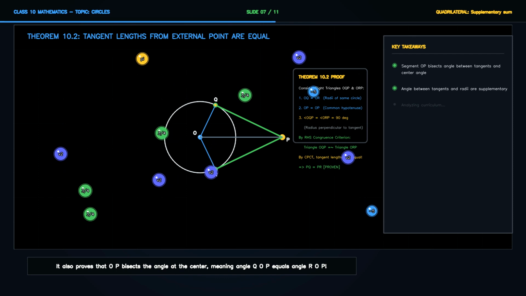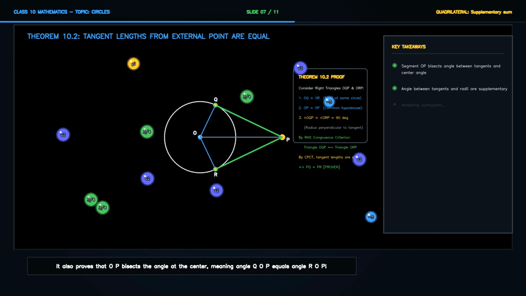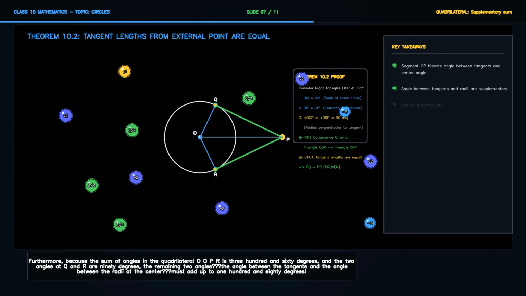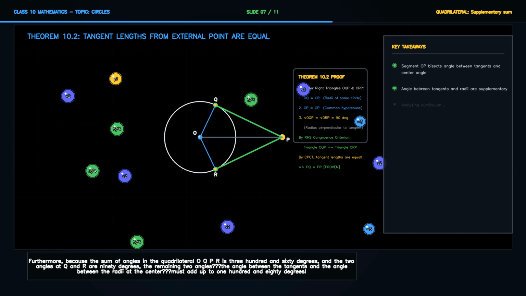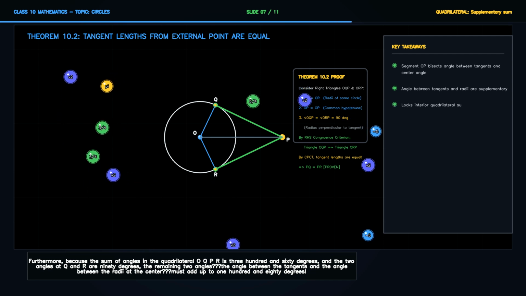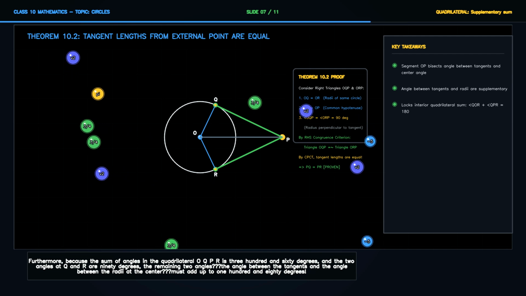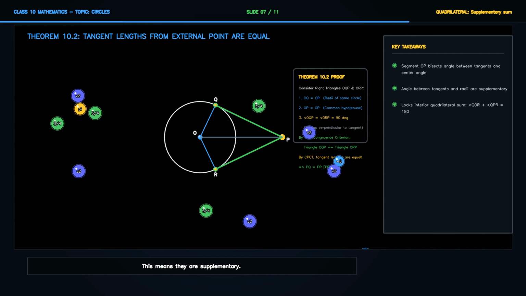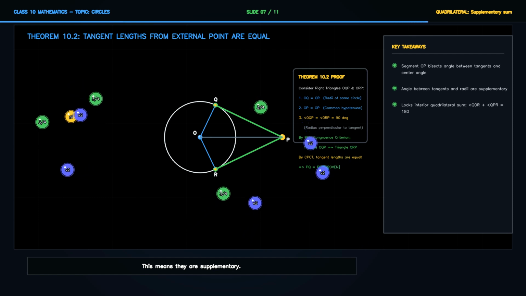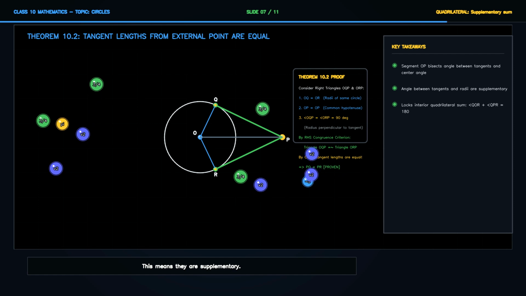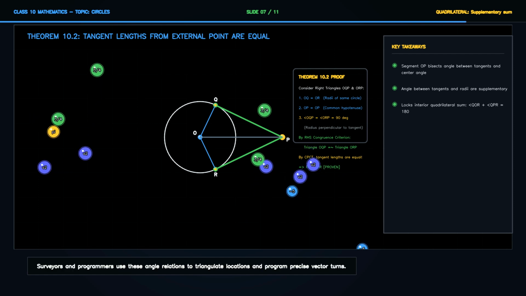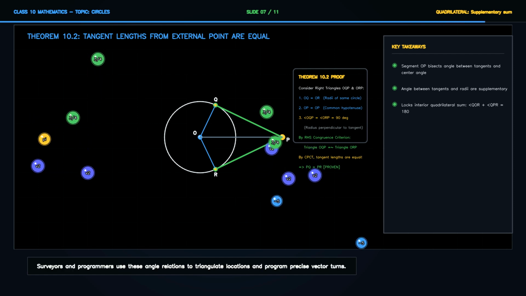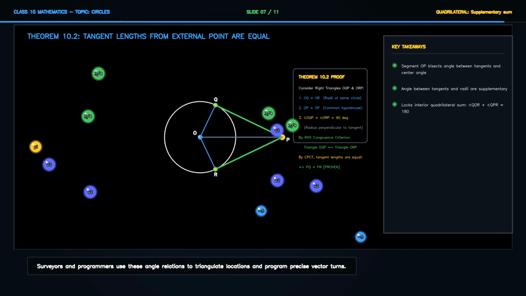Furthermore, because the sum of angles in the quadrilateral OQPR is 360 degrees, and the two angles at Q and R are 90 degrees, the remaining two angles, the angle between the tangents and the angle between the radii at the center, must add up to 180 degrees. This means they are supplementary. Surveyors and programmers use these angle relations to triangulate locations and program precise vector turns.